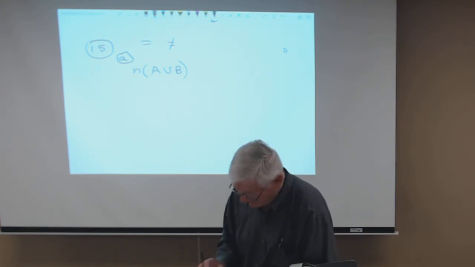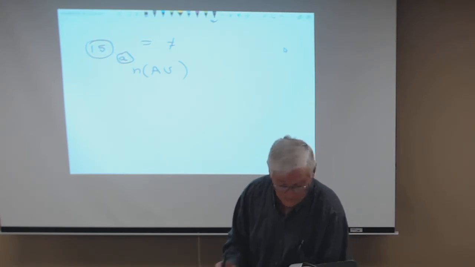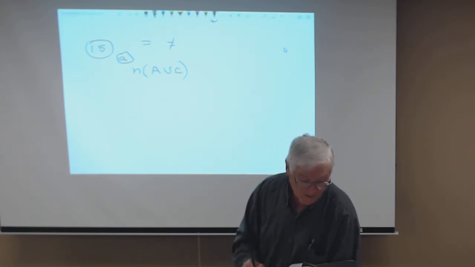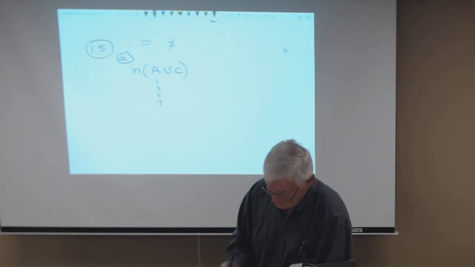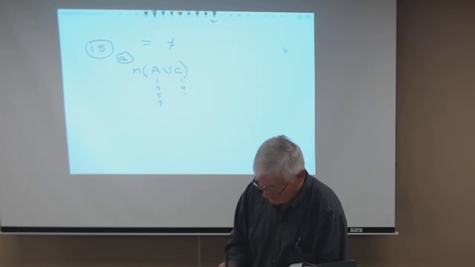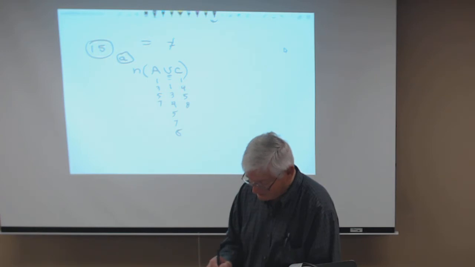Nope, copied it down wrong. That'll mess you up in a hurry, won't it? 15A says what? The number of elements in A union C. Now, what are the elements in A? 1, 3, 5, 7. What are the elements in C? 1, 4, 5, 8. What happens if I unite them? 1, 3, 4, 5, 7, 8. Everybody follow that? That's my answer.